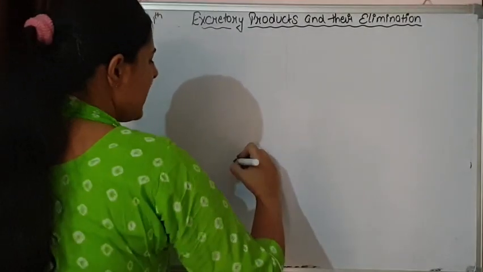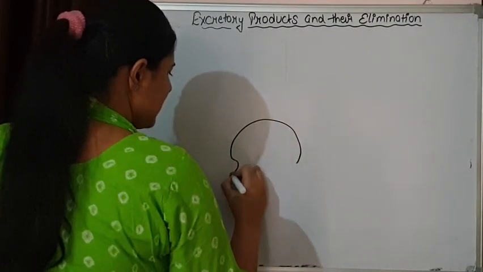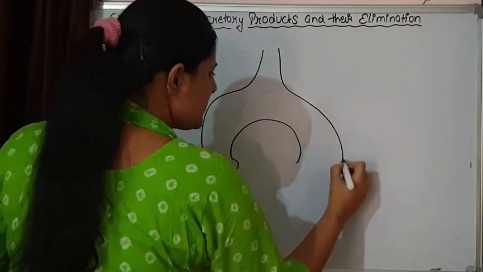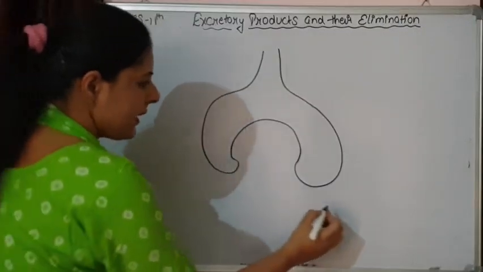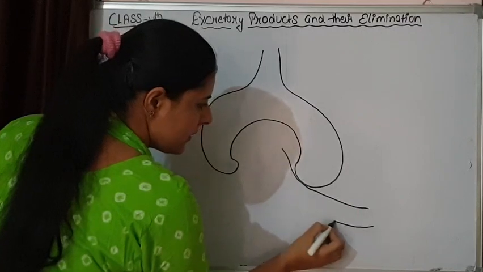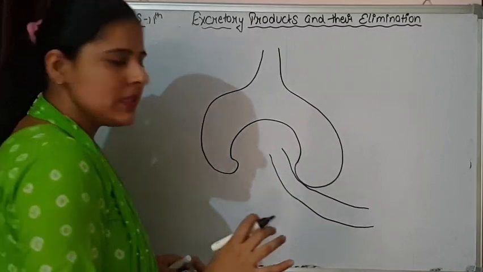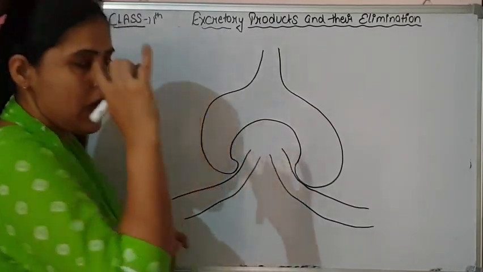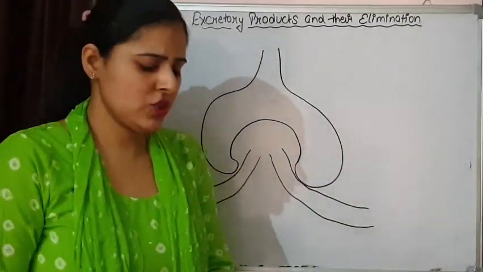I am going to make a diagram. If you remember the structure, this is the Bowman capsule. From here the afferent arteriole is coming. Here a network of capillaries will be formed and from here the efferent arteriole is moving out. Simply, I am not going to get you confused between all the other structures.